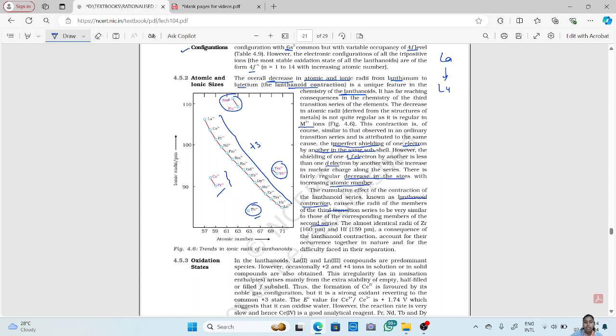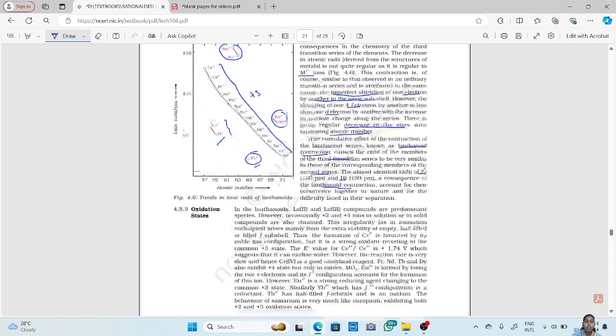Now, the almost identical radii of zirconium and hafnium are consequences of the lanthanide contraction. Zirconium and hafnium both have similar radii. One is 160 pm and the other one is 159 pm, just 1 pm difference, which is very close. Now, this is the consequence of lanthanide contraction. The sizes are very close because of lanthanide contraction.